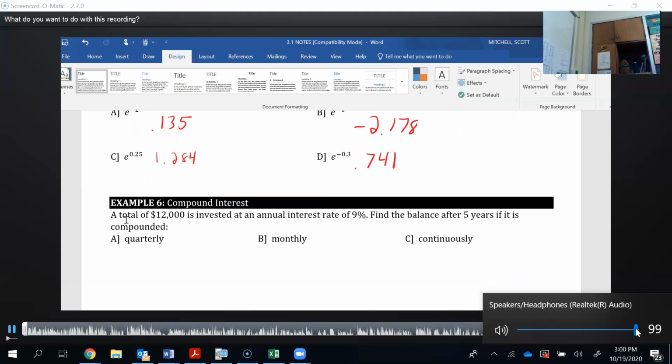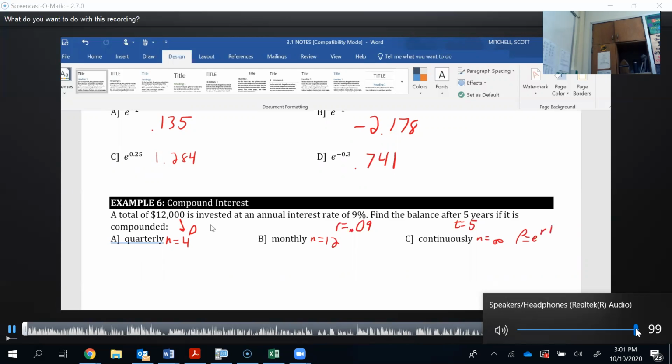So now here we go with compound interest. The total $12,000 was invested. This is our P. At an annual interest rate, so R is going to equal 0.09. Let's change the percent into a straight decimal. T is 5. If it's compounded quarterly, that means N is 4. Monthly, N is 12. Continuously, N is infinity, which means a different formula, the PERT.